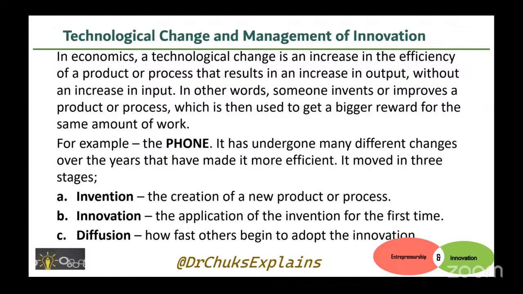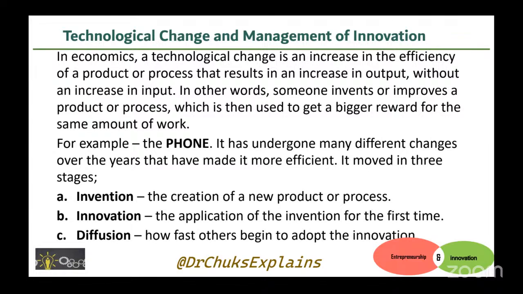For example, the phone. We all have phones. The phone has undergone several kinds of changes over the years, and those changes have made it more efficient. It has moved in 3 key stages over the years. The first is when the phone came out, we call it the invention. That is the creation of the new product or process, invention. The second is innovation, the application of invention for the first time. That's innovation.